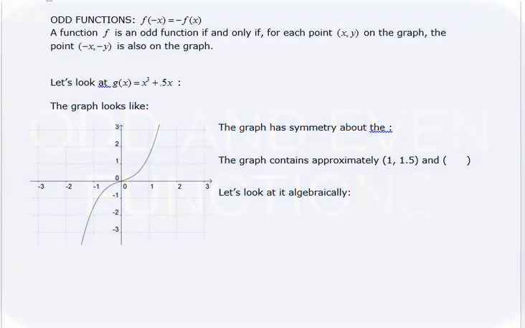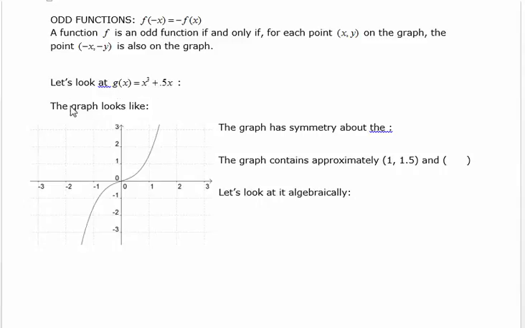This video is going to talk about odd and even functions and their symmetry. So we have odd functions. It says f of negative x is equal to the opposite of f of x. So if I plug in a negative x, I should get an opposite y out. That's really what that means.